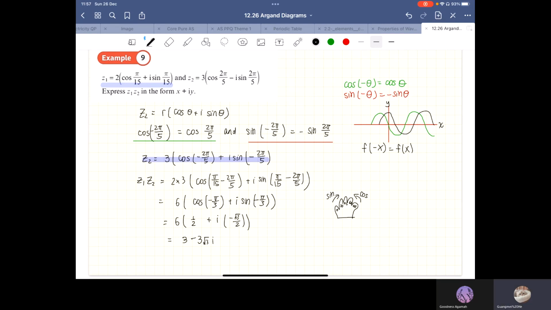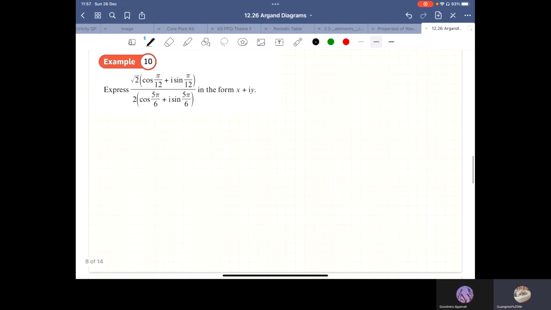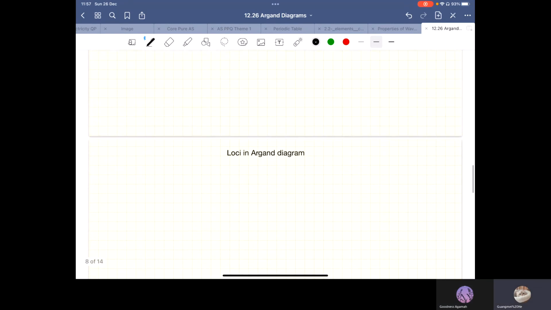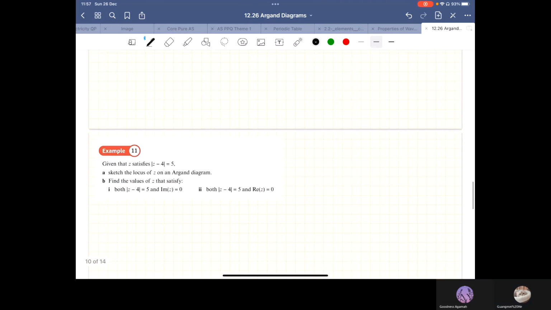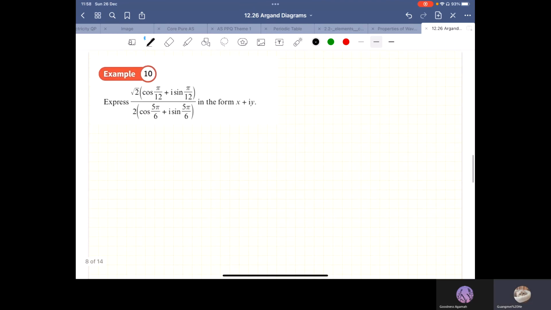Any questions for example 9? No. Okay, let's move on to example 10. This is our last example before we move on to the Argand diagram. Express this in the form x plus iy. This shouldn't be difficult. You just subtract the angle and divide the modulus.